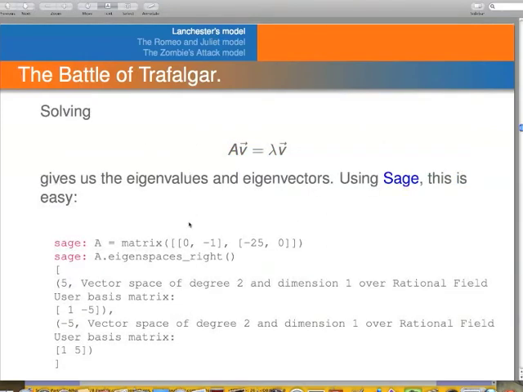It's pretty easy in SAGE to find the eigenvalues and eigenvectors. You just type the matrix in, like this, and then you enter eigenspaces right. If you have a larger matrix and the eigenvectors are not so simple like we have here, you might want to enter coefficients in CC, complex numbers, for example. But anyway, in this case, the eigenvalues are very simple, and the corresponding eigenvectors are there.